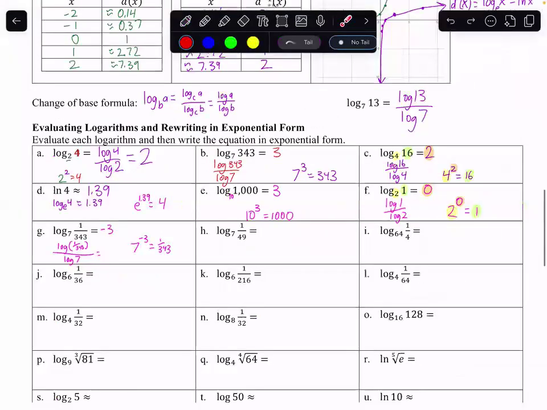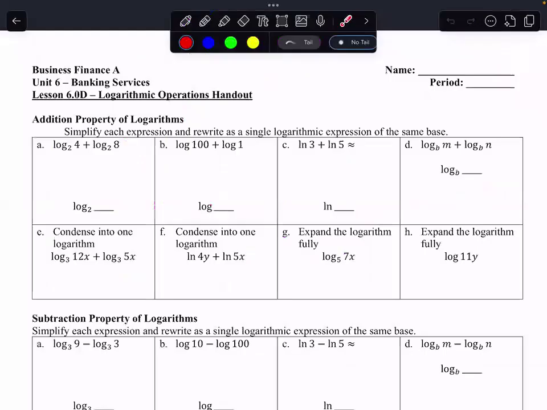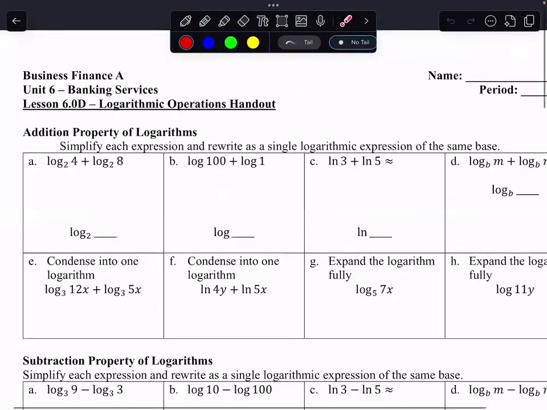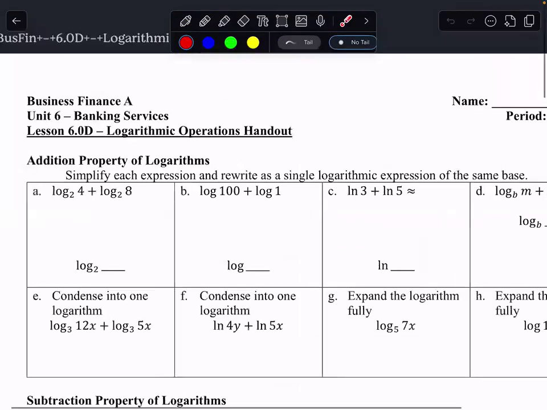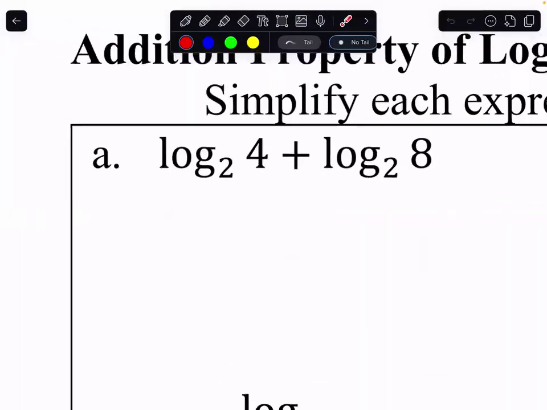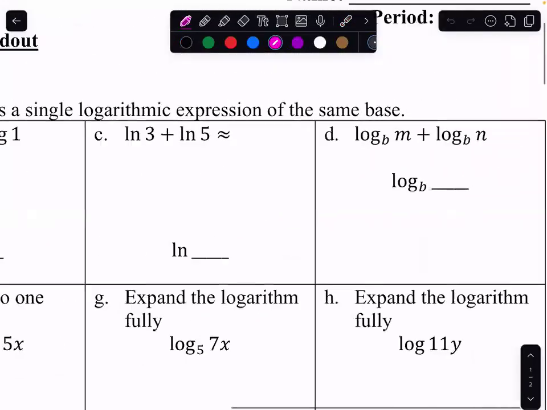Okay, so I'll post the answers to the rest of this page on Canvas in case you'd like to check. But let's go ahead and move over to today's handout, please. The one labeled 6.0D. Okay, so there's some properties for logarithms that we're going to discover. So we're going to go ahead and just jump over to part B over here.